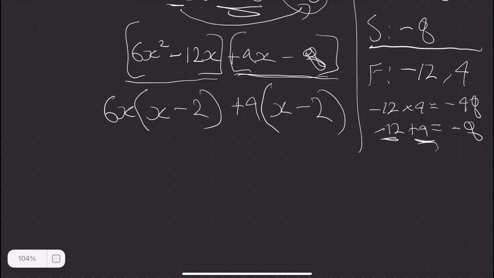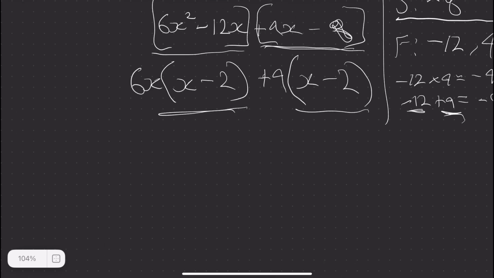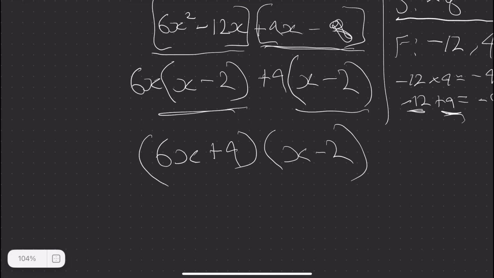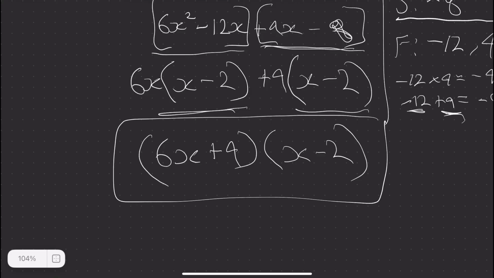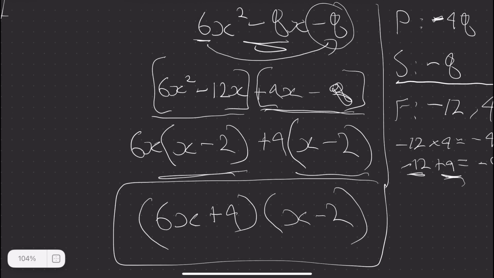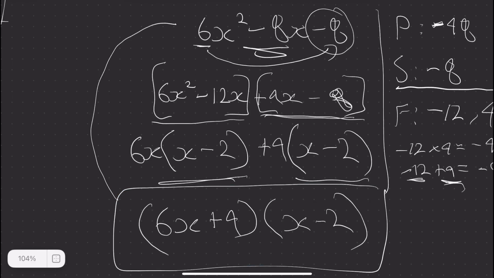Essentially, in our two brackets, we want the exact same expression, in our case, x minus 2. The final step of this factorization will be grouping this 6x plus 4 into brackets, and then next to it putting our x minus 2 in brackets. So here is our fully factorized non-monic trinomial expression.